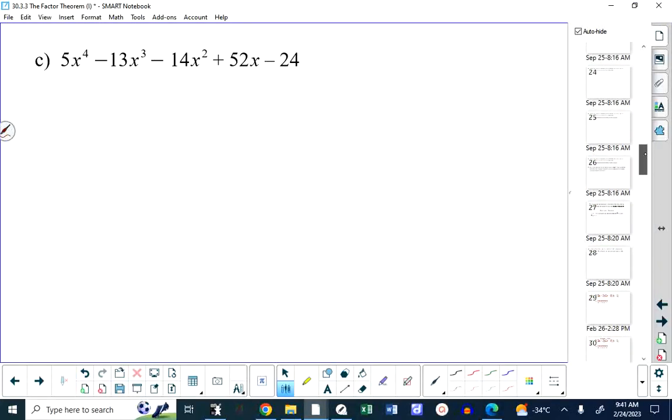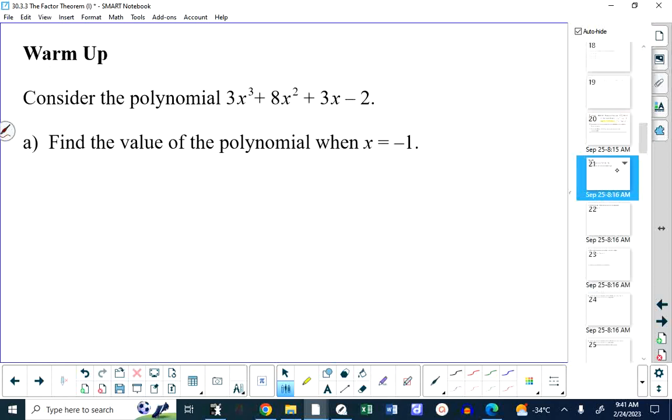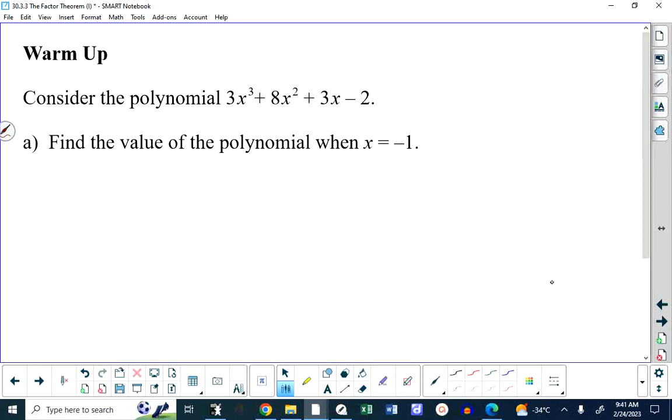So let me go back to the beginning here. Warm up. Consider this polynomial. I would like everybody to find the value of the polynomial when x is -1. Now remember what I've told you, and I want you to please follow along to the T what I'm doing on the calculator. I don't want you to do anything different. Okay? I don't want you getting ahead of me.